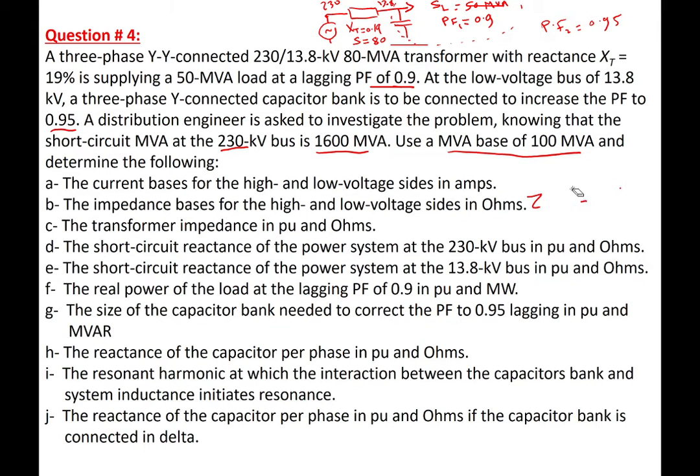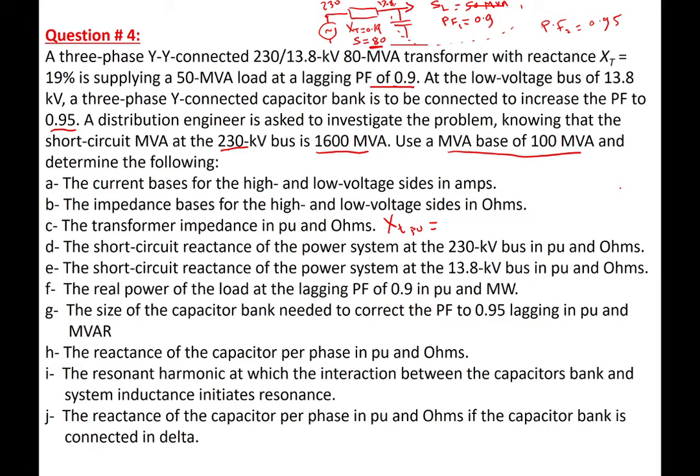Okay, so that will give us the base impedance, the transformer impedance in per unit, and of course the transformer impedance is given as 0.19. This is on that base, on 80 megavolt ampere base. But now we'd like to calculate the per unit for the transformer on the new base, on the 100 megavolt ampere base.